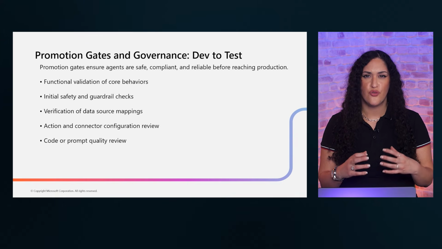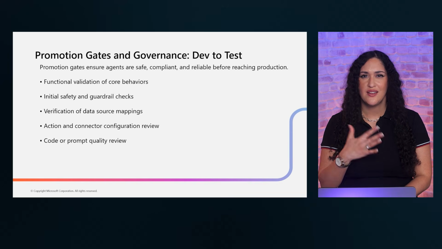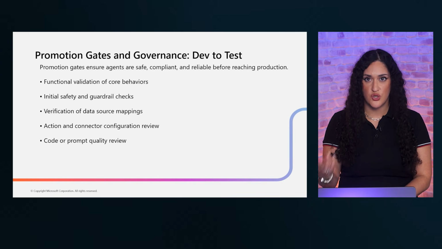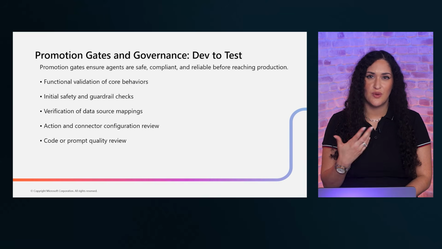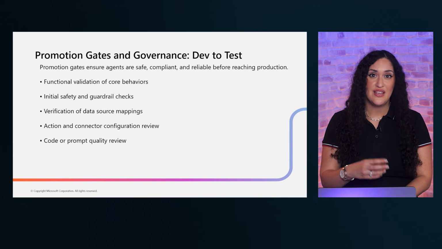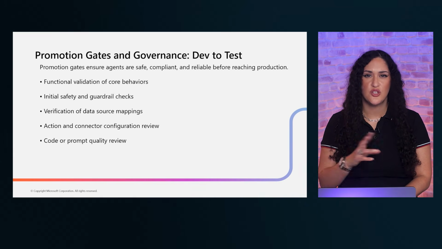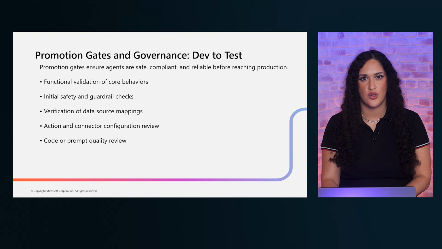Think of this gate as your first quality filter. It does not need to be as rigorous as the production gate, but it should catch fundamental issues early. Failing fast in dev to test is much cheaper than discovering problems in production.